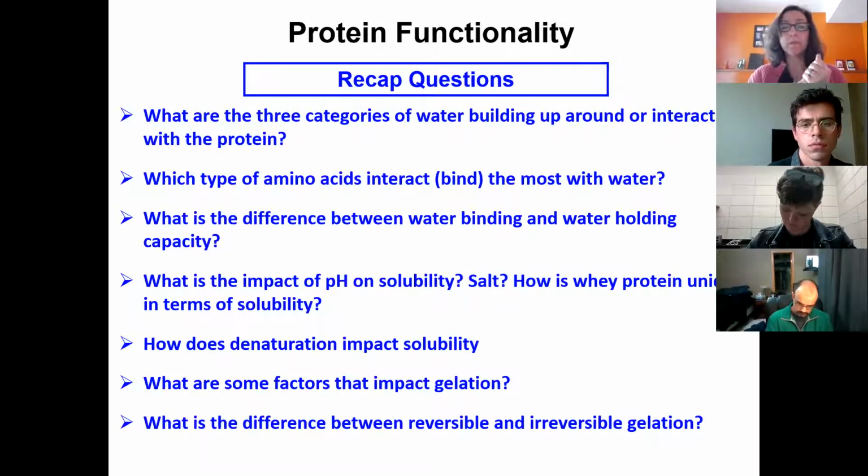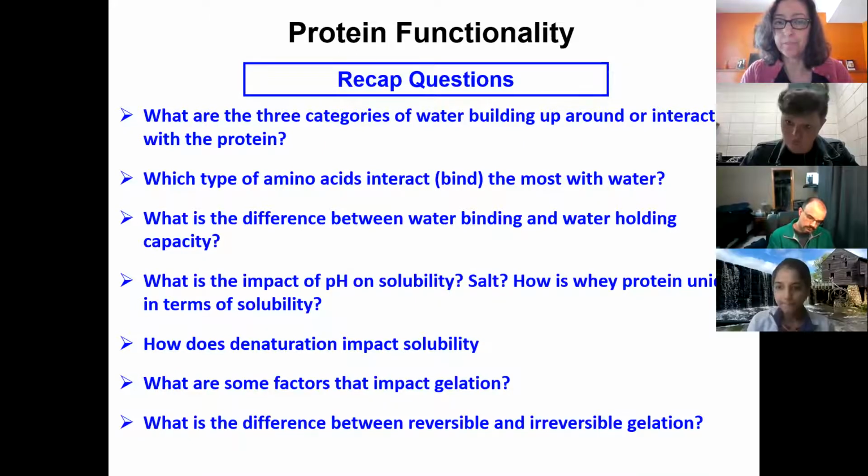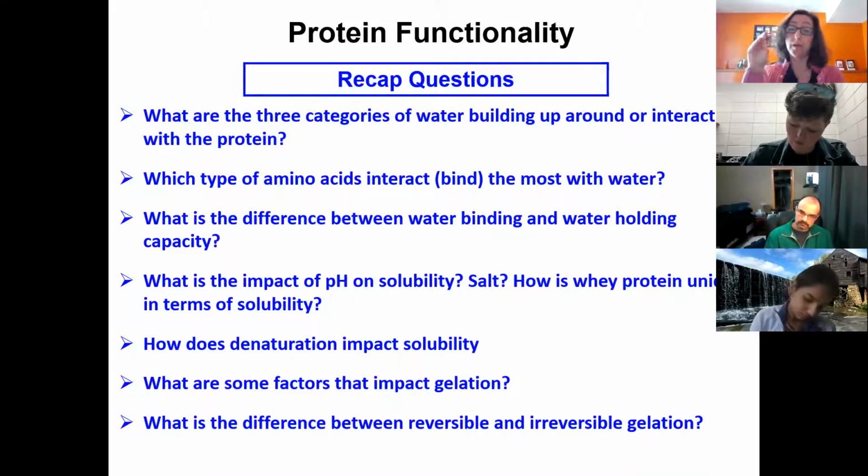So which type of amino acid interacts the most with water or binds the most amount of water? Charged, hydrophilic. Yes, so charged amino acids. They carry charge at a particular pH, so they bind the most water, then polar, then hydrophobic. Even hydrophobic amino acid residues do bind water too, so it's not like they don't.